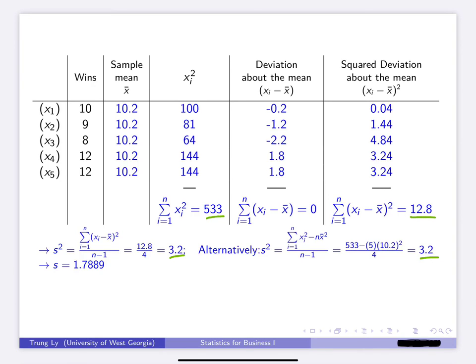Now, in order to find the sample standard deviation, which is S, the only thing you need to do is to take the square root of the sample variance, which is the square root of 3.2. That should give you 1.7889. So that's how we calculate the sample variance and the sample standard deviation.